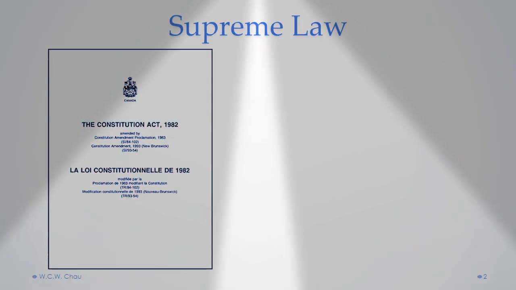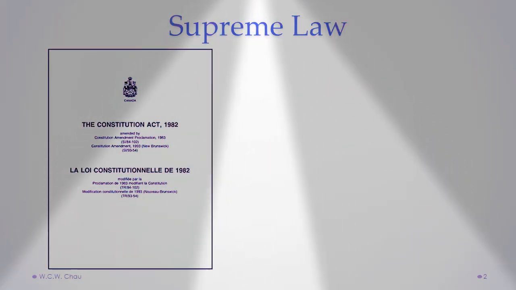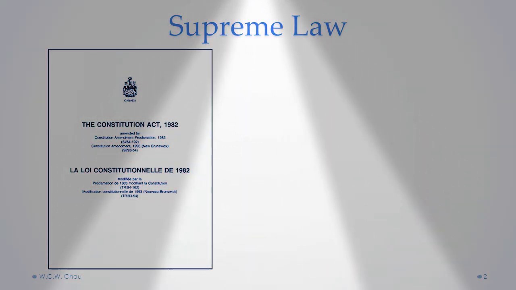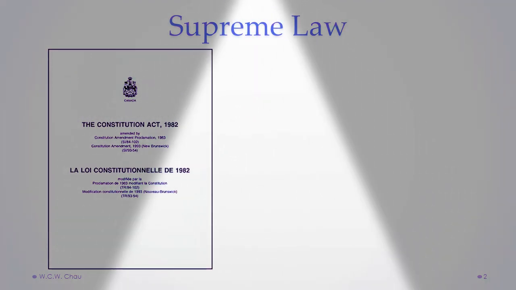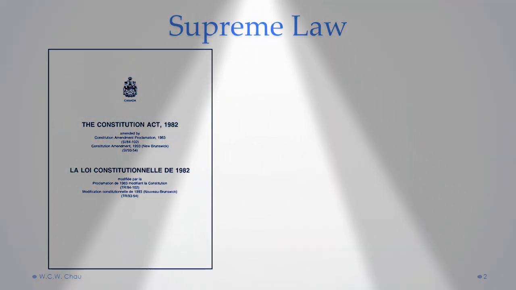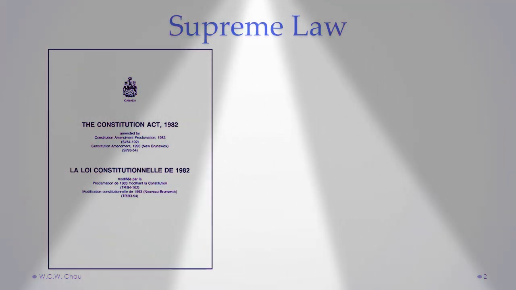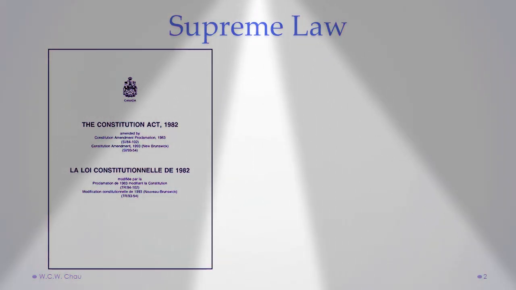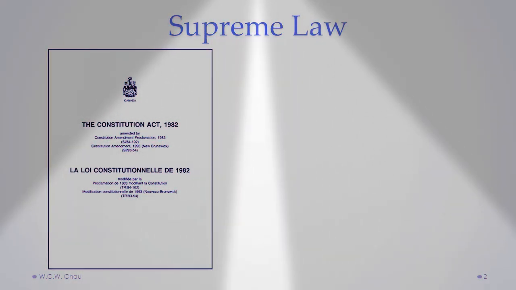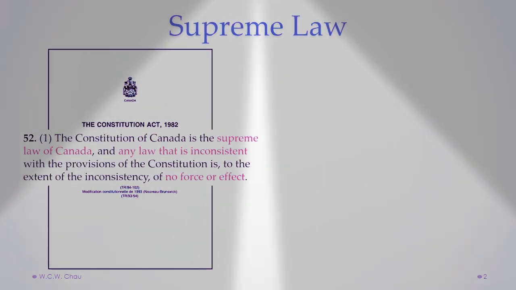The Constitution of Canada is made up of two pieces of legislation. The first is the Constitution Act 1982, and the second is the Constitution Act 1867. The Constitution Act 1982, which is what we see here, includes the Charter of Rights and Freedoms, which we will talk about in the next part of this module. But it also includes the rule which makes the Constitution the supreme law of Canada.